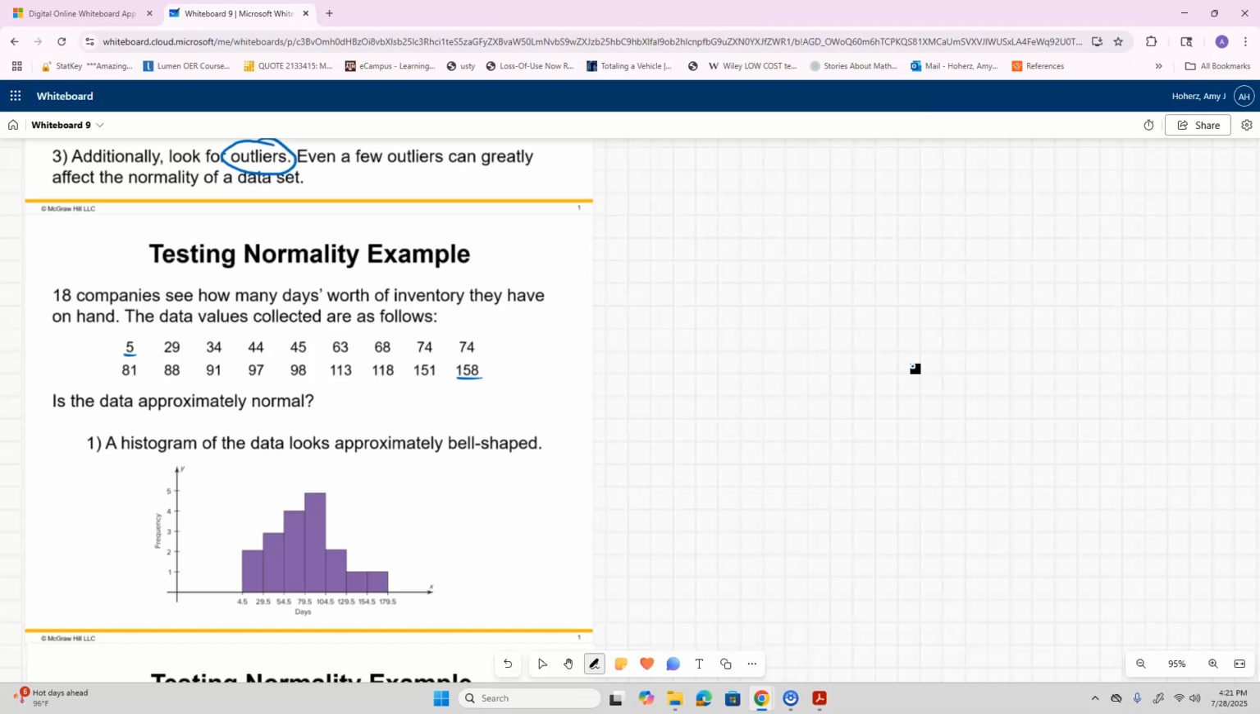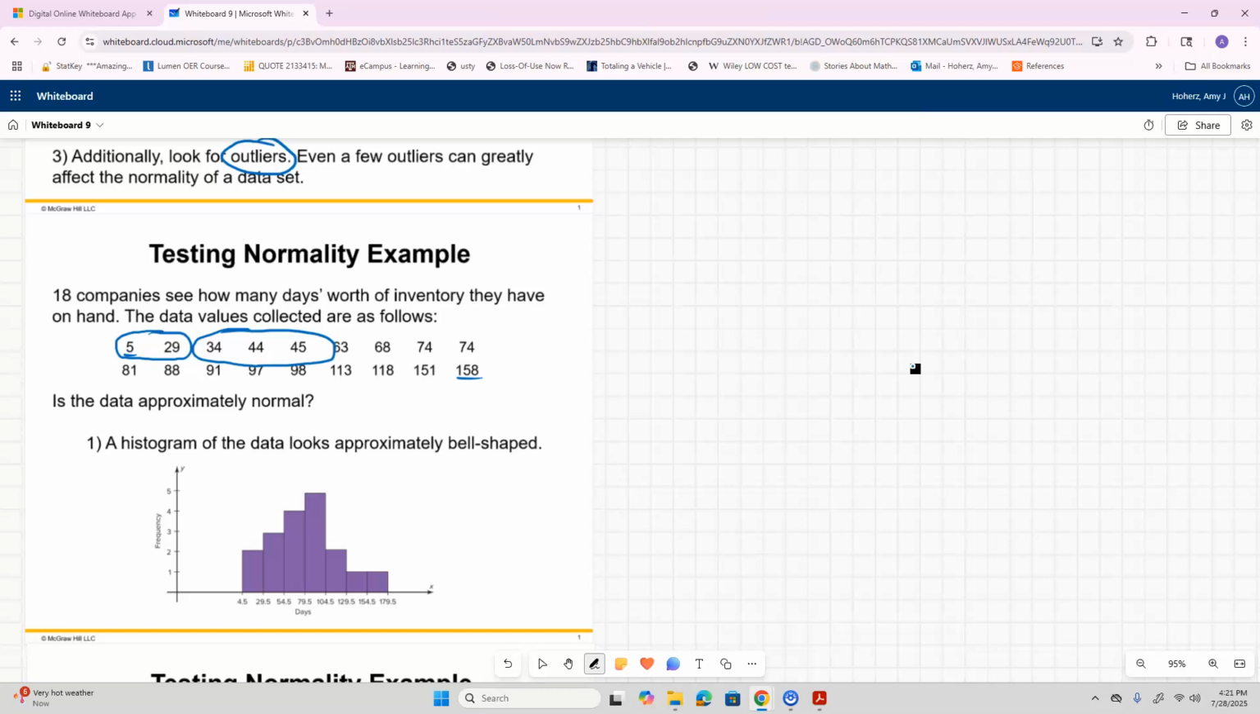So if we put this in a histogram, our histogram goes from, this first category goes from 4.5 to 29.5. So that would have these first two data values in it. And then 29.5 to 54.5 would have these three data values in it, and so on. Okay, so we make a graph.